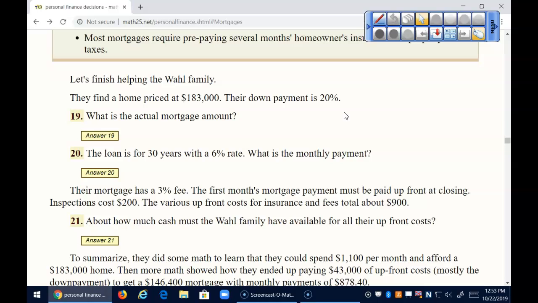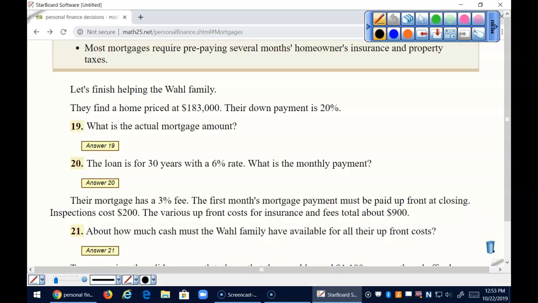They wanted to spend $1,100 a month. They got $183,000 as their ballpark size for what to shop for. So they find a house. The down payment is 20%. So what's the actual mortgage amount? We have to take away 20%. So you could do this in one step just by saying how much is 80%, or you could do it in 2 steps by finding the 20% and subtracting it away. Which one should we do on the board?